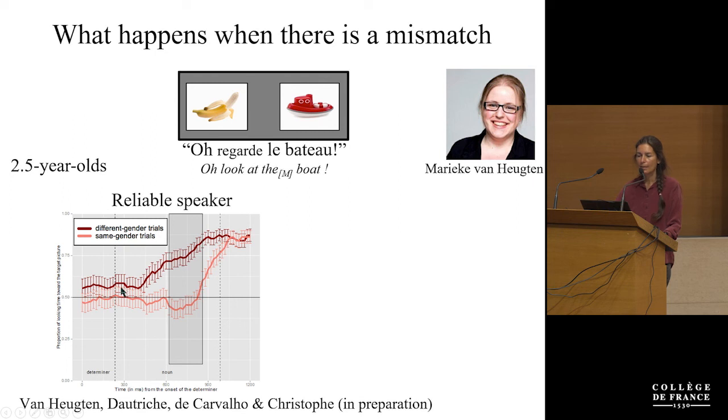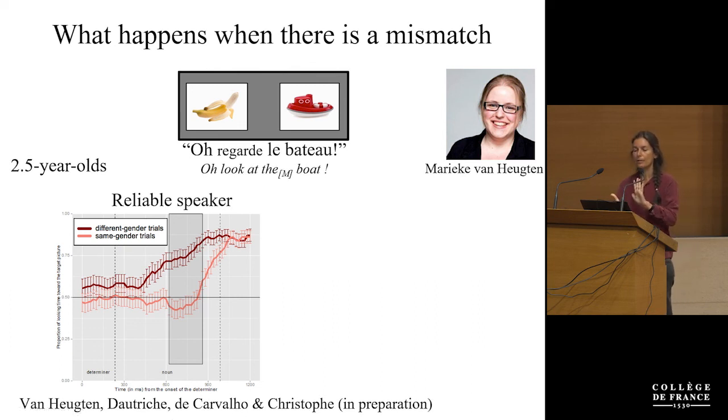So when indeed, this is the proportion of looks to the target, when the two words belong to two different genders, they're quite fast. If you give them two words of the same gender, they are slower because they need to wait until the next syllable. So now if it's le bateau here and le ballet in that one, then you need to wait a bit longer. And what we're doing now is checking the mismatches.